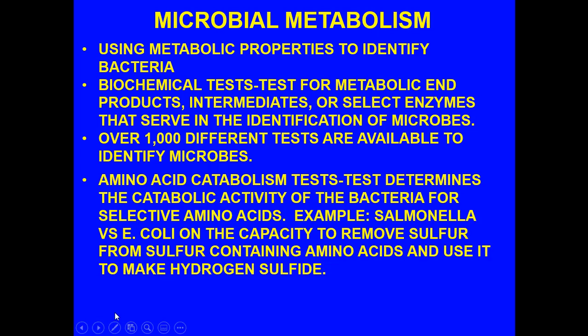When we talk about biochemical tests, we also have to look at the amino acid catabolism test. This test determines the catabolic activity of the bacteria for selective amino acids. For example, Salmonella versus E. coli on the capacity to remove sulfur from sulfur-containing amino acids, and then they use it to make hydrogen sulfide. So then you would have a chemical reaction with hydrogen sulfide. It might turn black.